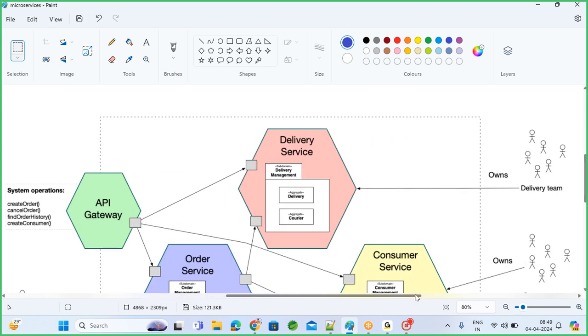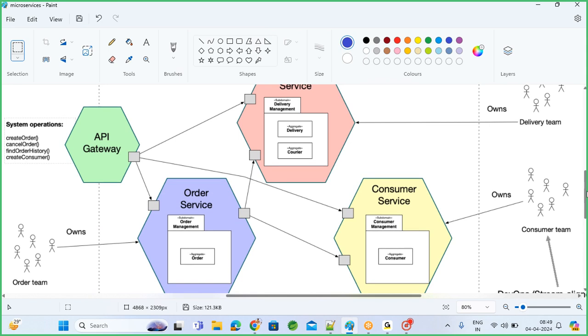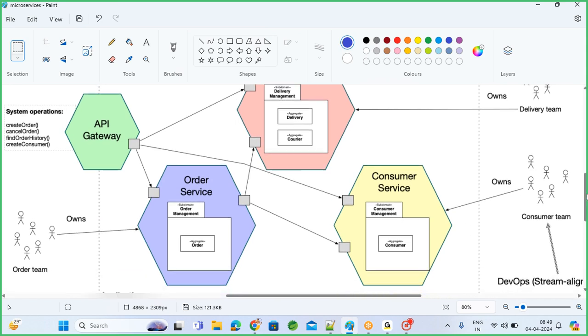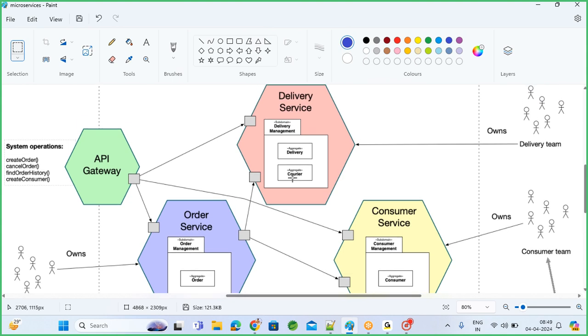And if there are any issues in delivery, the delivery team will take care. If there are any issues on consumer service, the consumer team will take care. And if each service wants to interact with another service, yes, they can make that communication. Order wants to talk with delivery, or delivery wants to talk with consumer, or order wants to take consumer information. Anything is possible. Vice versa, we can communicate between them.